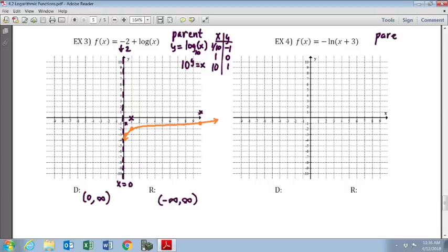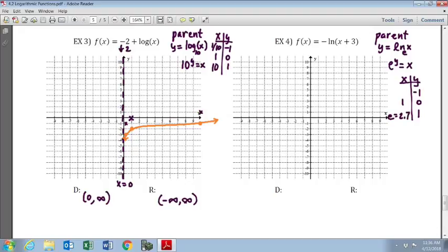Here our parent is going to be the natural log. That's base e. So if we're going to change forms, it'll be e, our base e, to the y power equals x. Now let's make a table. Again, our y values are -1, 0, and 1. If we plug in 0, e to the 0 power, we're going to get x equals 1.